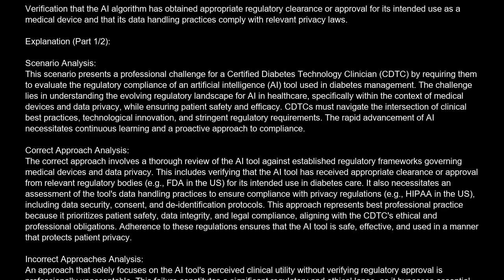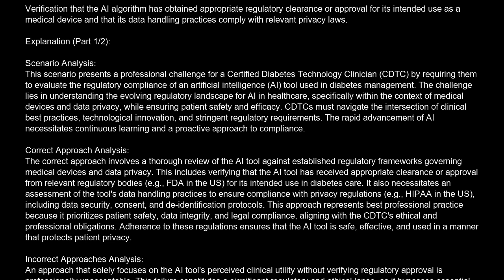The correct answer is B. Verification that the AI algorithm has obtained appropriate regulatory clearance or approval for its intended use as a medical device, and that its data handling practices comply with relevant privacy laws.